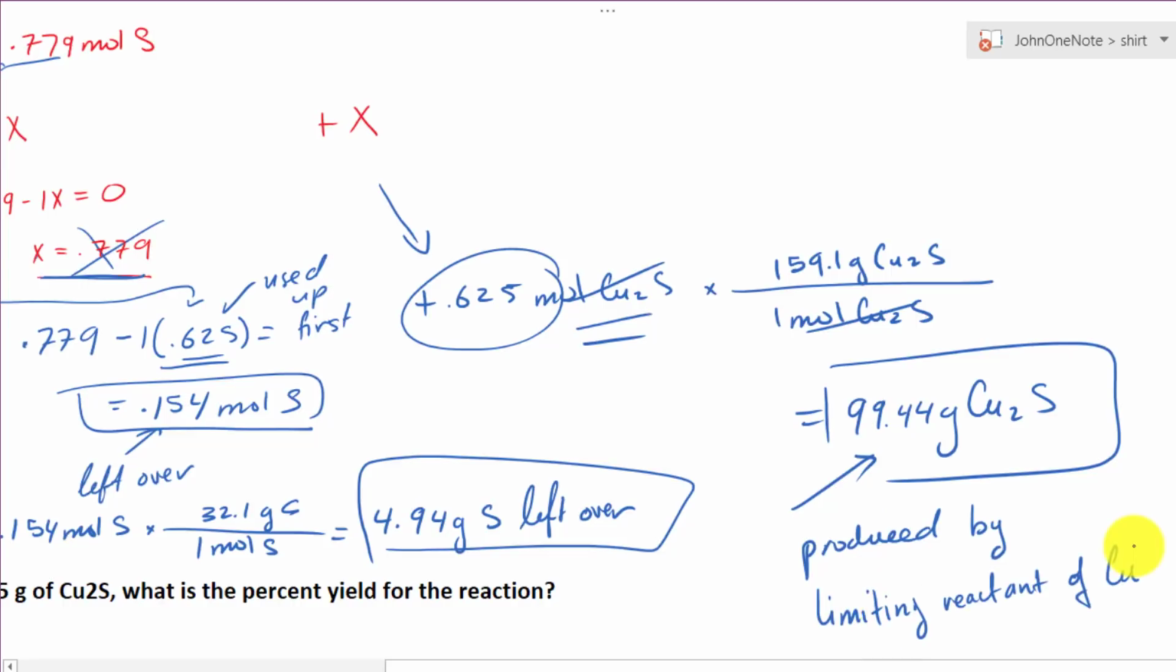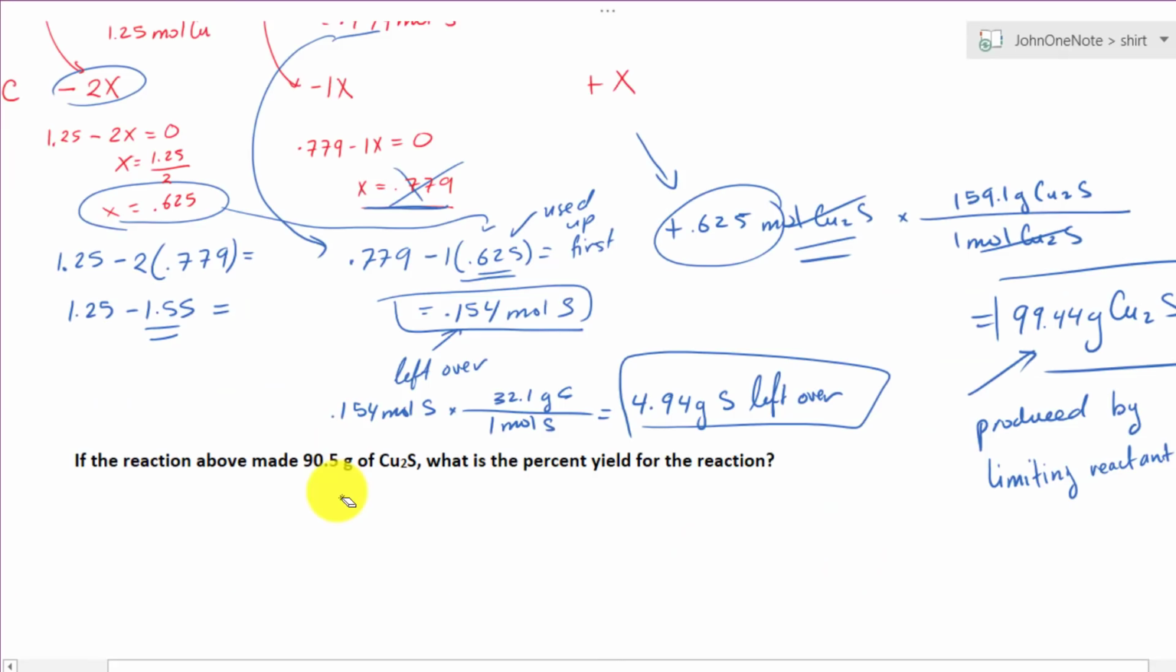It's easy, isn't it? Now, what if I want to increase the rigor of this problem, and I continue to ask you, what if the reaction above made 90.5 grams of copper sulfide? What is the percent yield of the reaction? Well, think of percent. What is percent? Well, percent is always about 100. Well, in this case, what is yield? Well, when we talk about yield, that's how much we make, okay? So in this case, how much we make in the reaction.